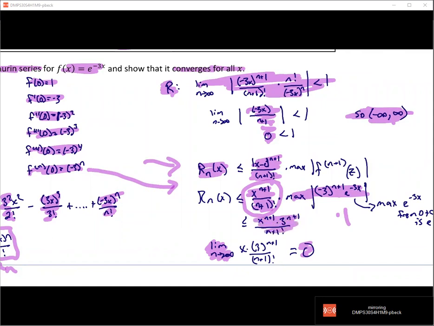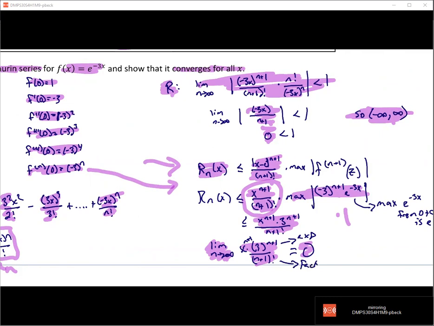So if we take the limit of that, what I am envisioning, and I rewrote it, is x to the n plus 1 times 3 to the n plus 1 over n plus 1 factorial. Now, really, this limit should equal 0, and that's because the exponential does grow slower than the factorial does. Now, we talked about that.